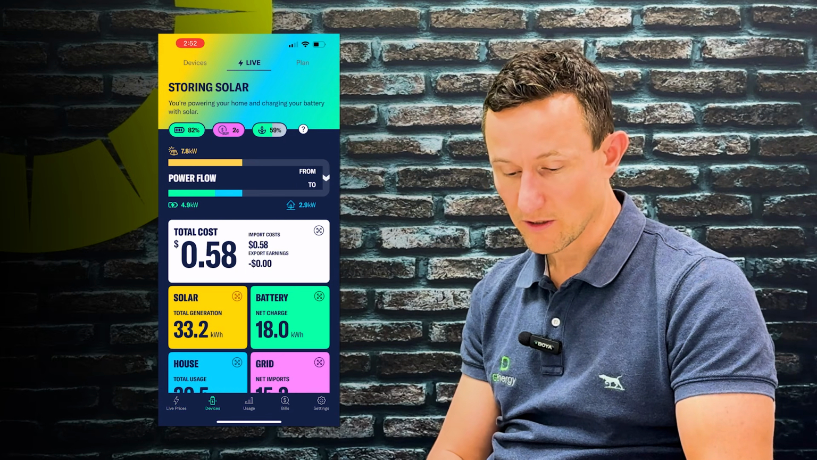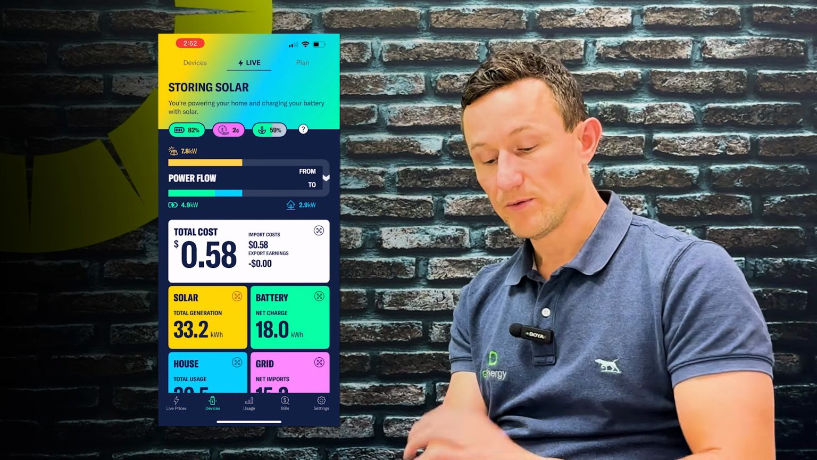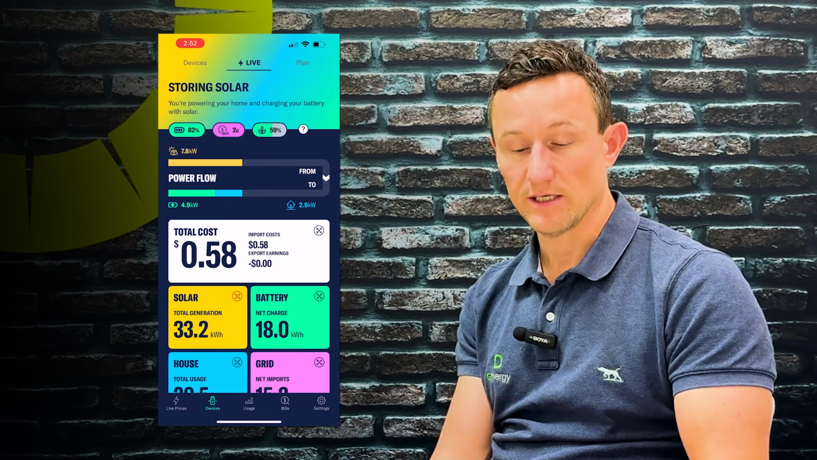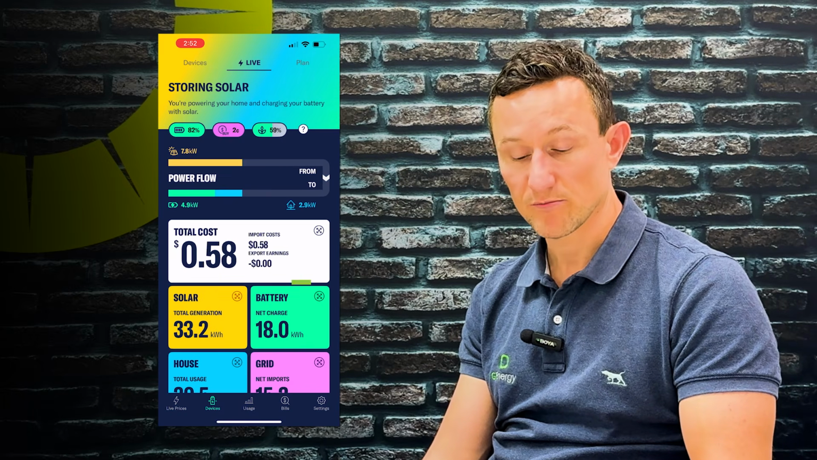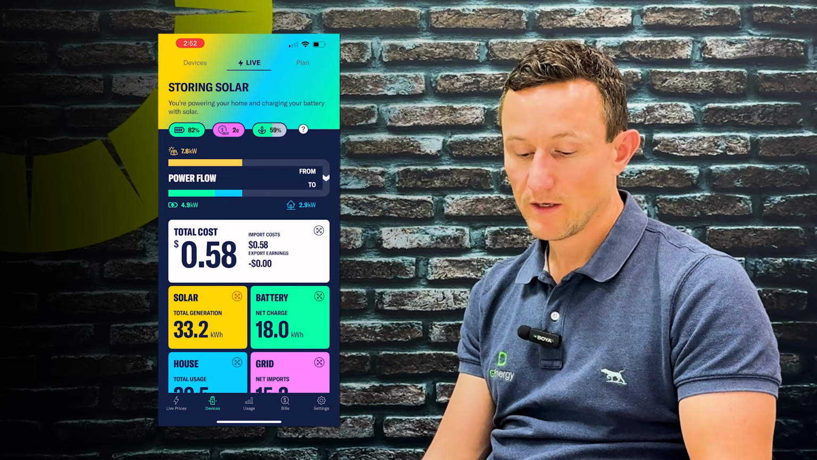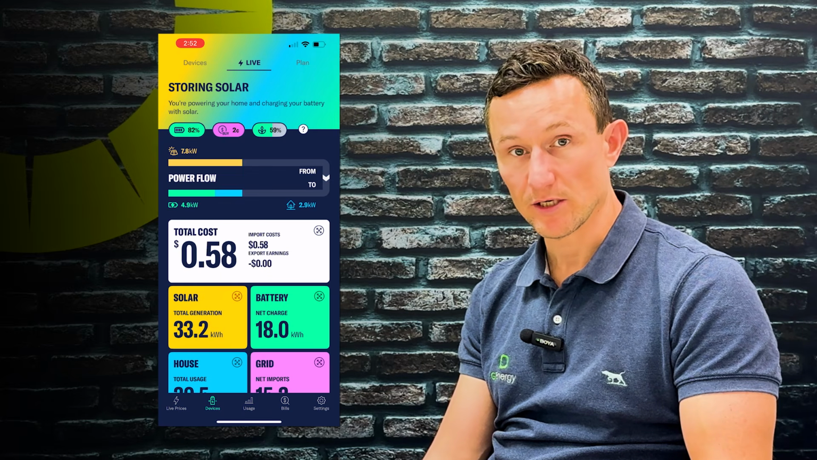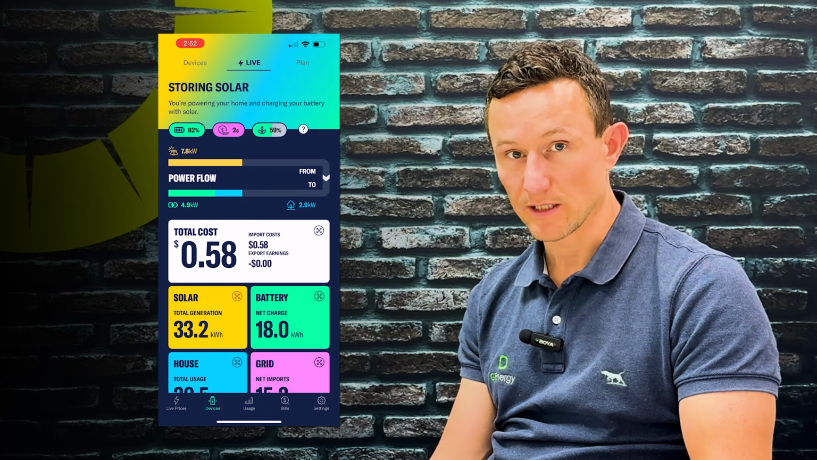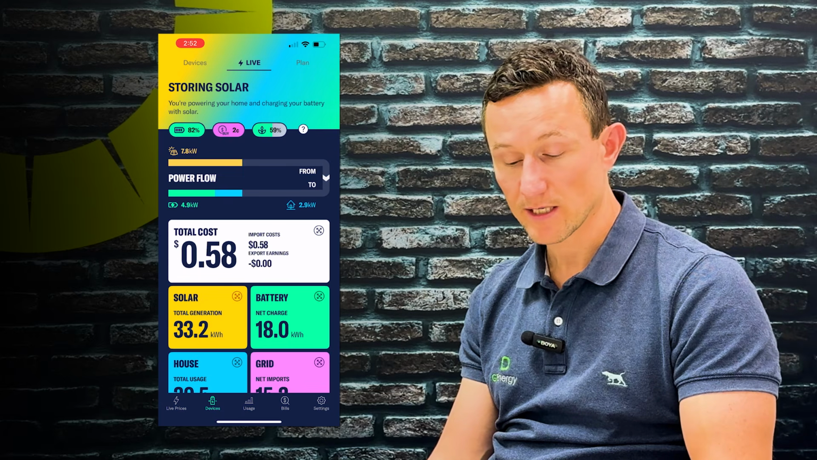So what we'll do now is click on devices. When you open devices, the first thing you'll see is that my cost today has been 58 cents. By the end of today, I'm confident that's going to be a negative amount, meaning I'll be in credit. I'll go into a bit more detail on the history of that in a minute and why I think that.